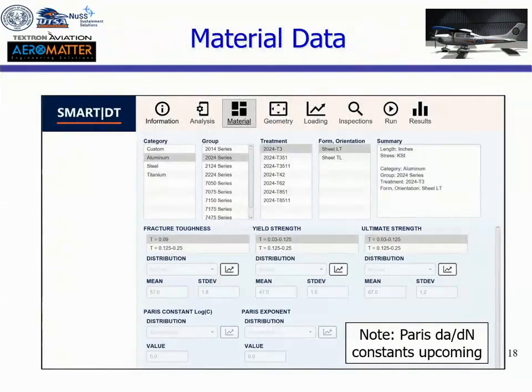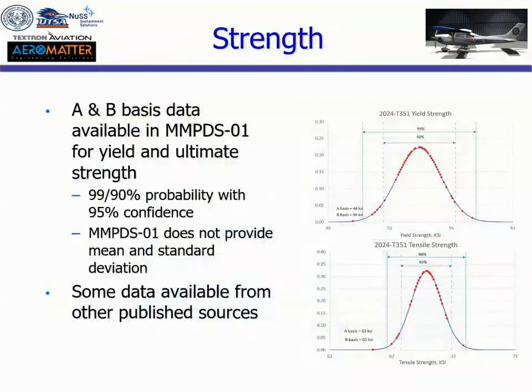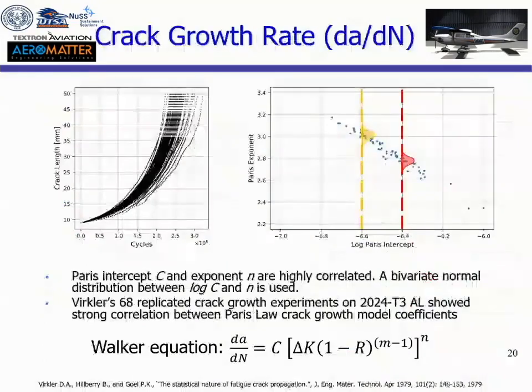This is what it looks like in the GUI. So, for example, for aluminum, you have the different series, the different treatments, the different orientation, and then you actually have some thickness variations. If we have data on that, we also provide options to select that, and then it'll populate this information here. The version you have right now does not have any DADN variability in the database. That'll be coming up. We've got strength data to use for ultimate and yield. That's available. We put it in there with a normal distribution.